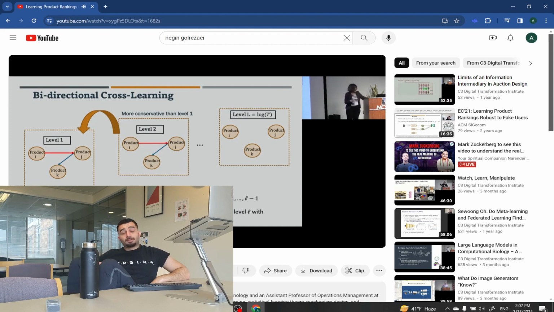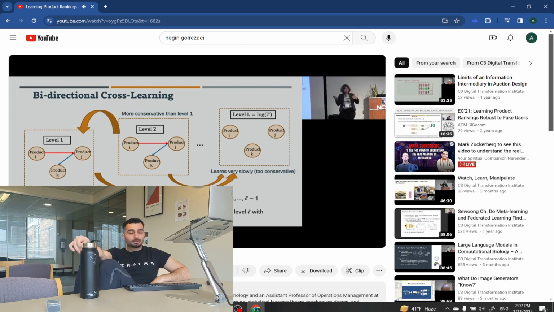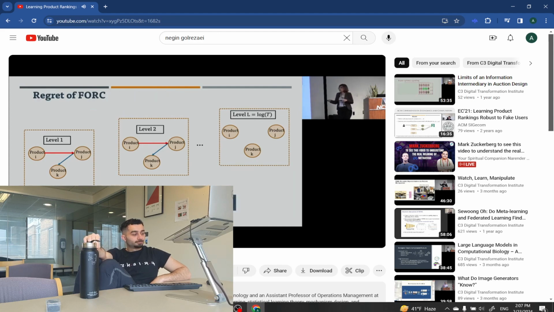Based on these two ideas, we managed to answer the two questions I raised earlier. And that leads us to this theorem: the FAR algorithm incurs regret in the order of n square f. Let me pause here to see if there are any questions.